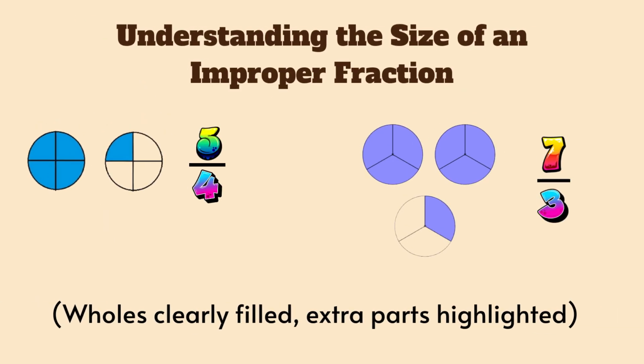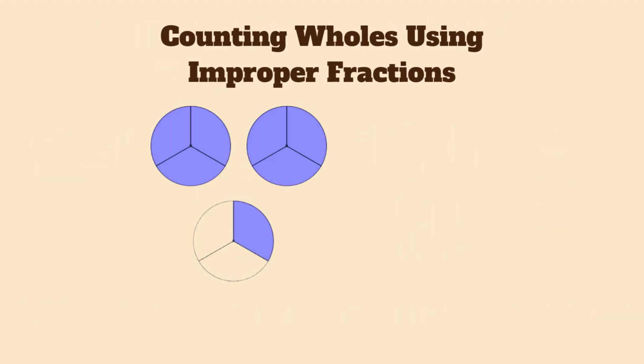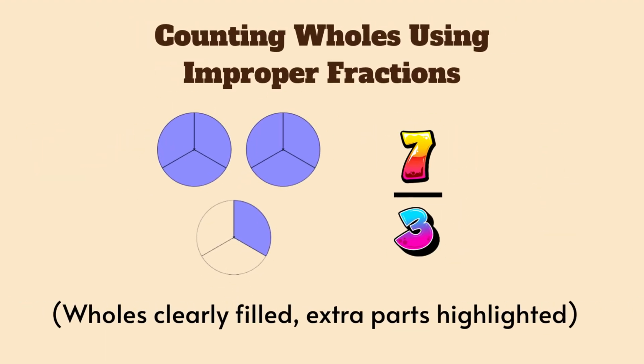Improper fractions help us show amounts greater than one whole. For example, 5/4 means one whole is filled and there is one extra quarter. So improper fractions don't stop at one, they keep going. They're fractions with confidence. Let's look closely at 7/3.